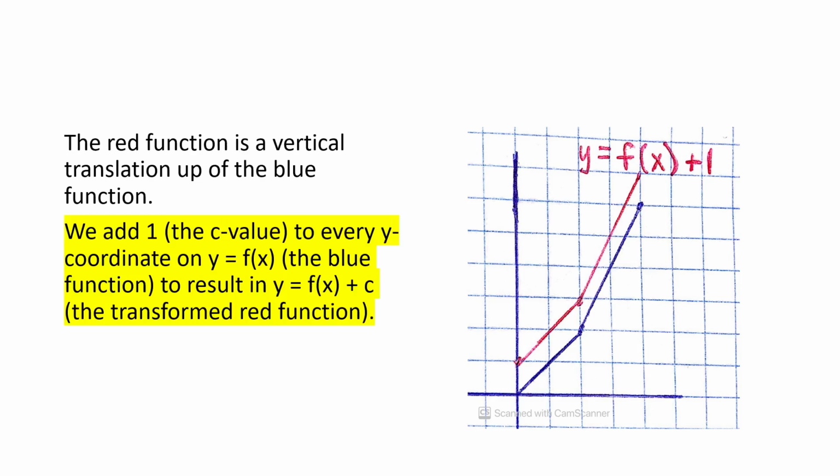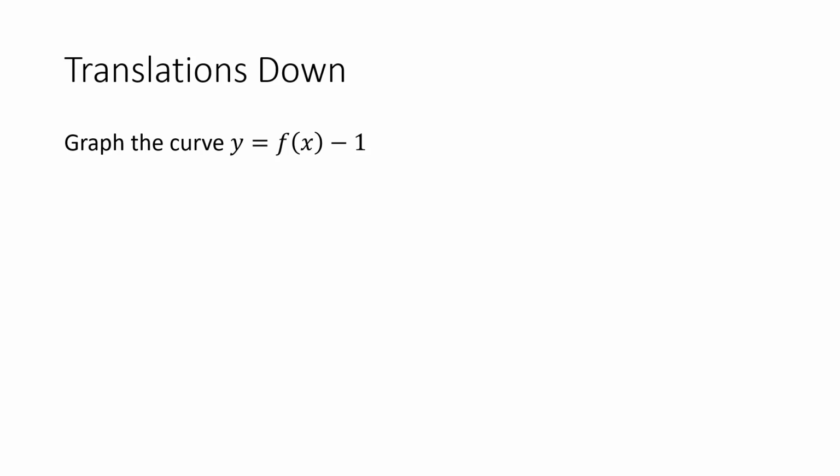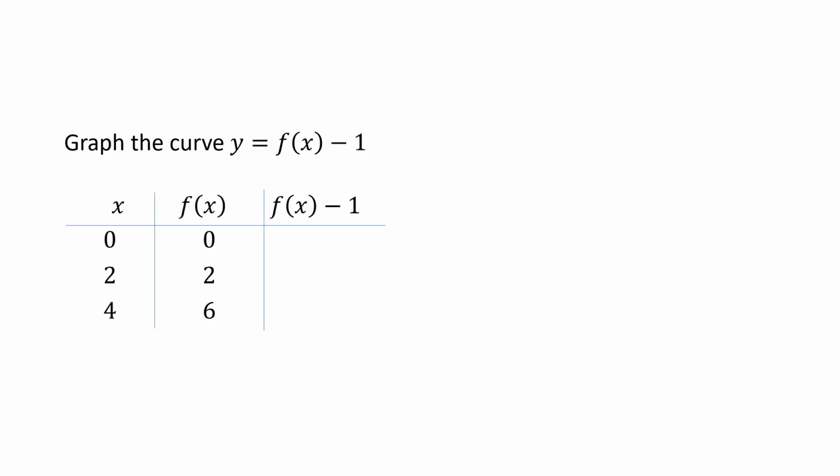And we see that the red function is a vertical translation up of the blue function. We add 1, the c value, to every y coordinate on y equals f of x, the blue function, to result in y equals f of x plus c, the transformed red function. When c is positive, there's a translation up c units. But what if c is negative? Well, I think you maybe can guess it.